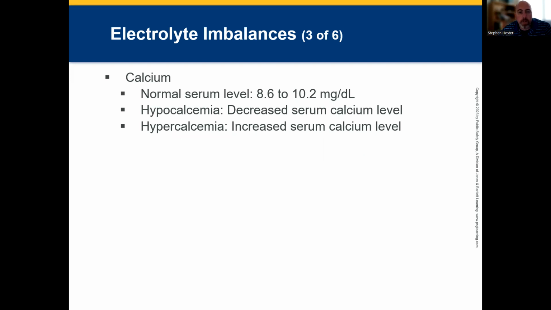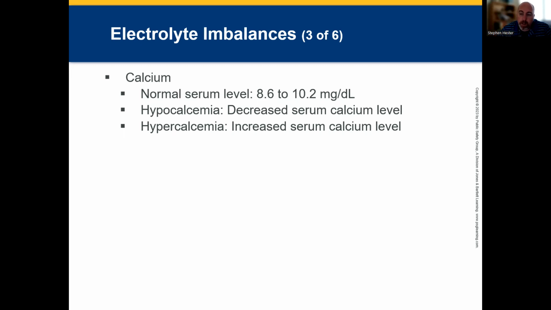All right, calcium. It's nearly 98% found in our bones. So it lends strength and stability to the collagen and ground substance that form the matrix of the skeletal system. It enters the body through the GI tract. Normal levels are 8.6 to 10.2 milligrams per deciliter.